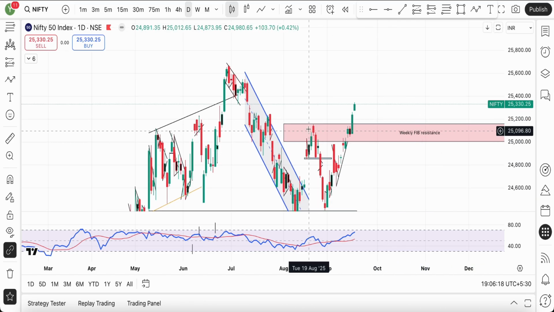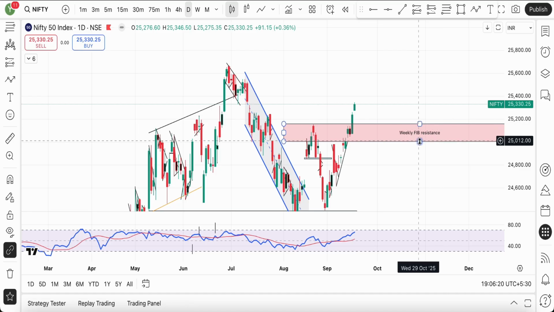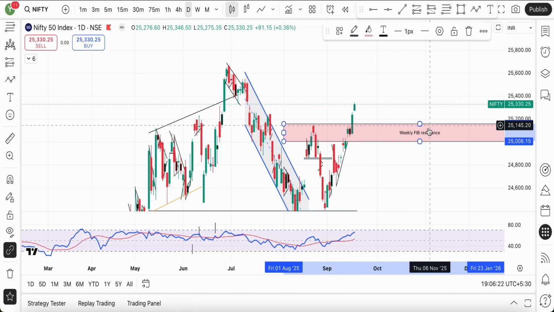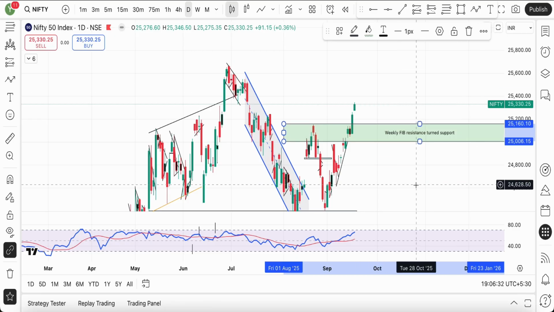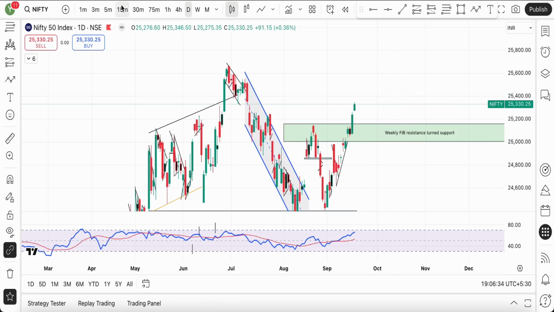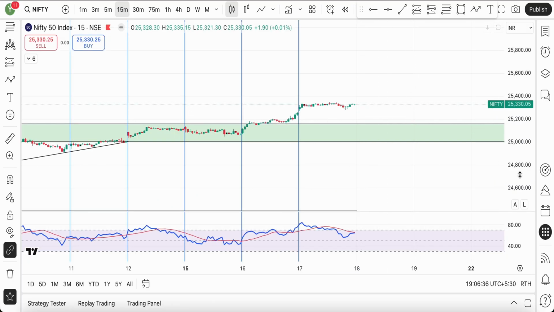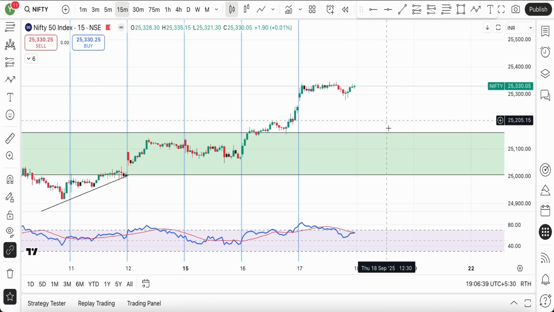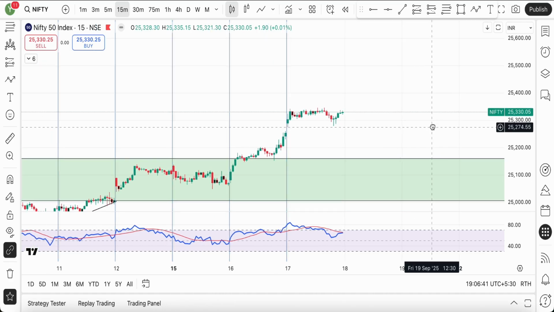So now, important thing to keep in mind, why am I not deleting this particular thing? This was the weekly fib resistance turned support, and I will also change the color to green so that we don't get confused, right? So on a lower time frame, now this level will again act as a support.